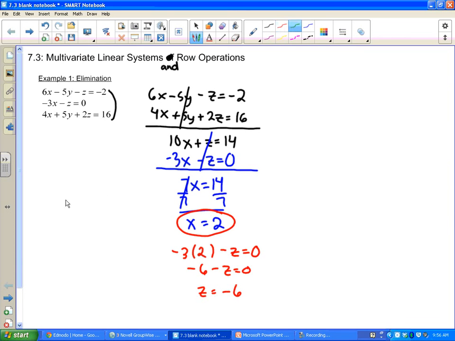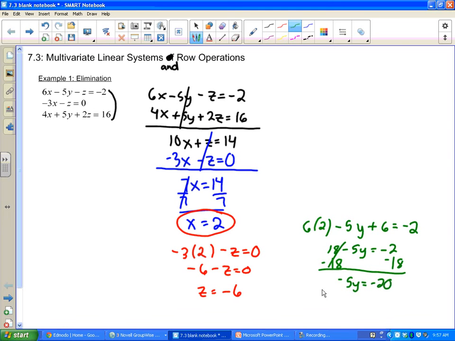So to do that, I have to go all the way back to one of my first two equations, or any equation that has three variables, and I have to plug in both of these numbers into it. So I'm just going to pick the first one. Neither of them look like they'd be easier to deal with. So 6 times 2 minus 5y minus a negative 6. Well, that's a plus 6 if I'm minusing a negative 6. So I need to do 6 times 2, which is 12, plus 6 is 18. Then subtract 18. So negative 5y equals negative 20, divide by negative 5. And I get y equals 4.